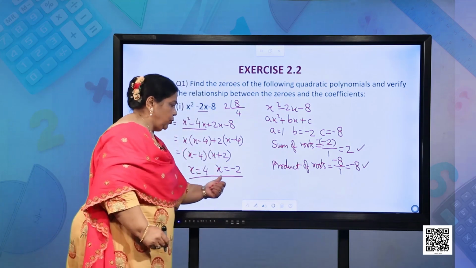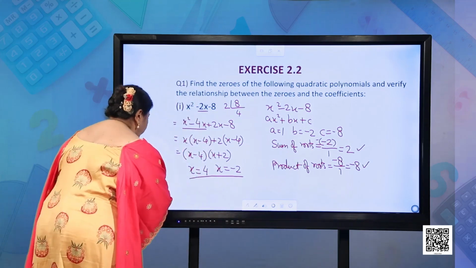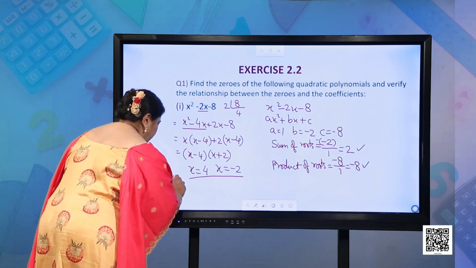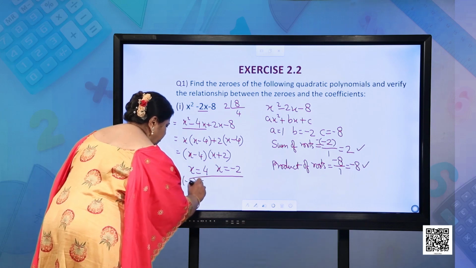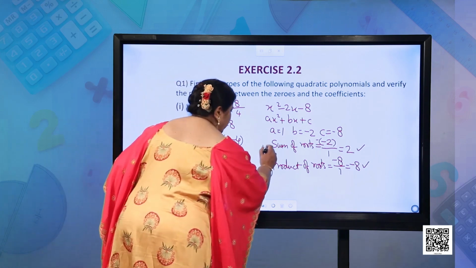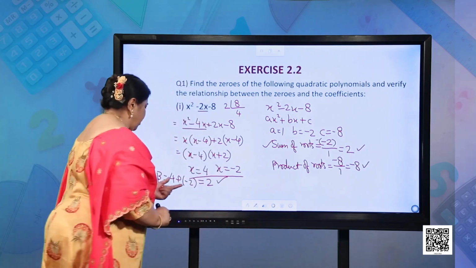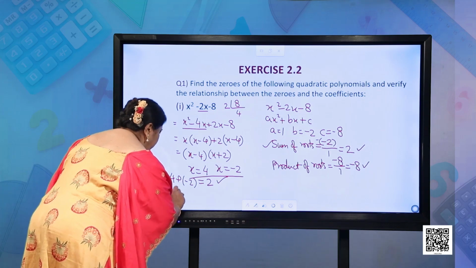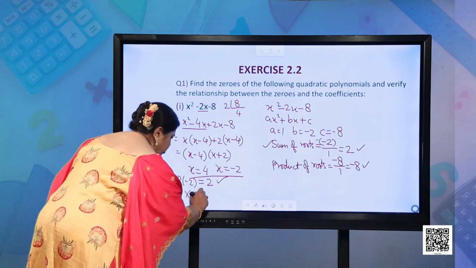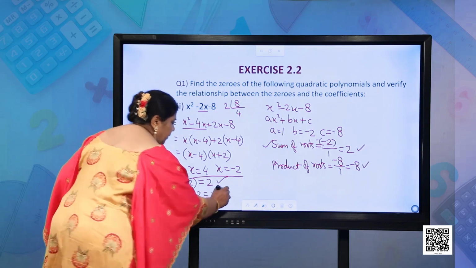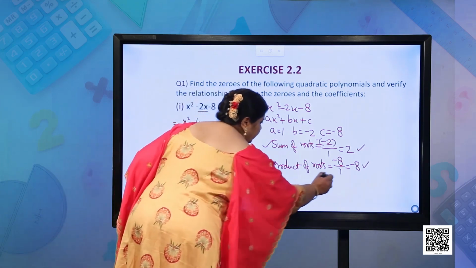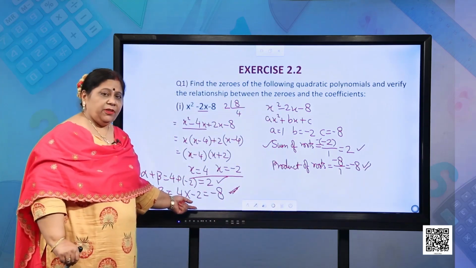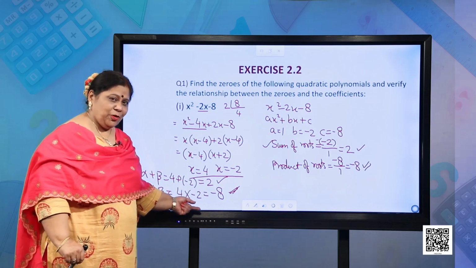Having found the zeros here, let me see what is the sum of the roots here. You have alpha plus beta as 4 plus minus 2. It is obviously 2. Can you see, the sum of the roots here is verified. Likewise, let me find out the product. Product is 4 into minus 2. Is it minus 8? Is this also verified with the product? Can you see? Yes. So, we have verified the relationship between the zeros and the coefficients. I hope you have understood this.